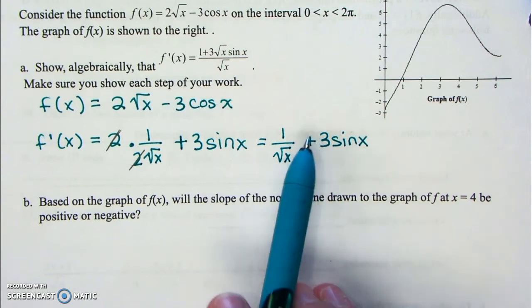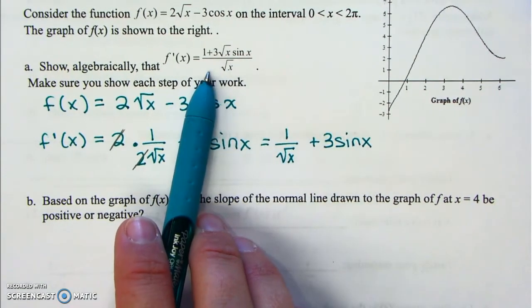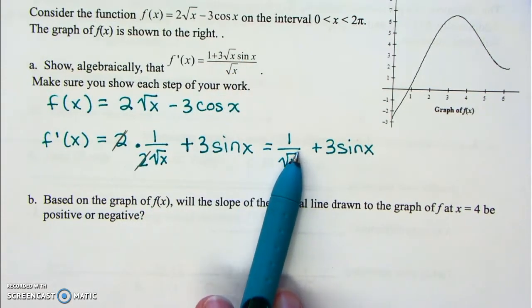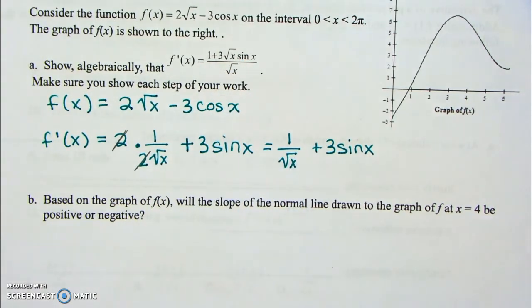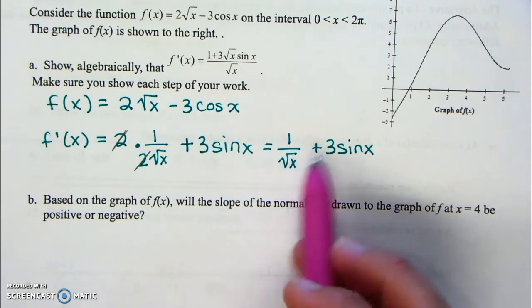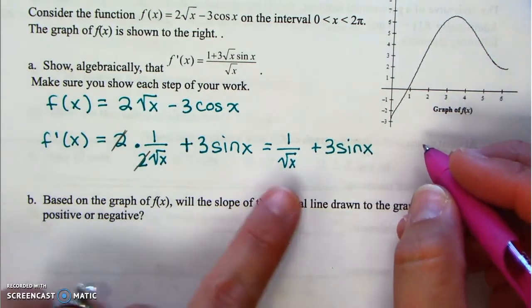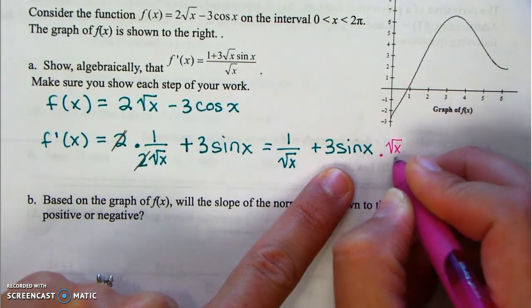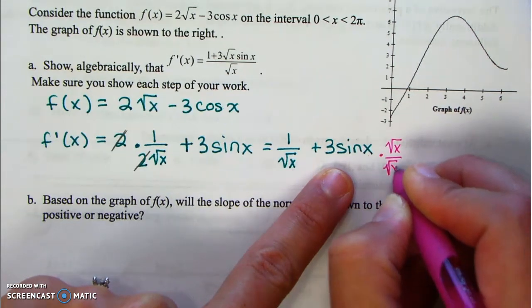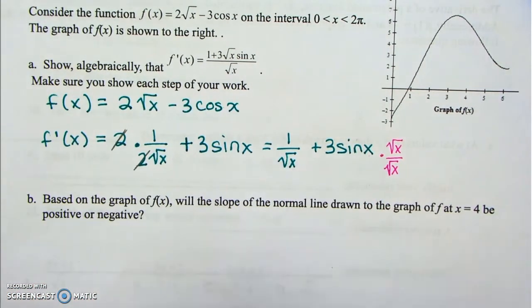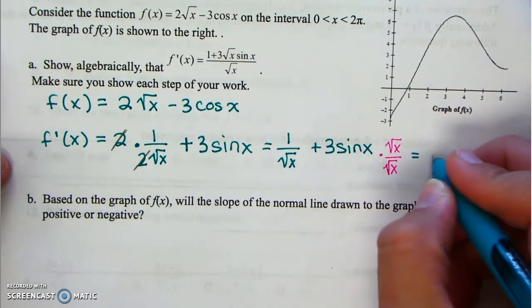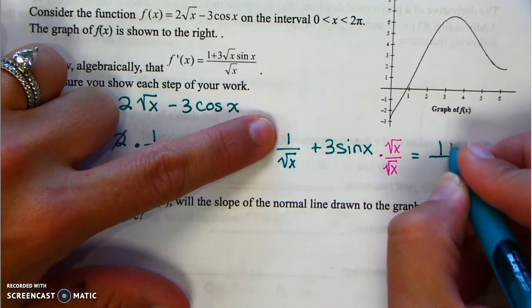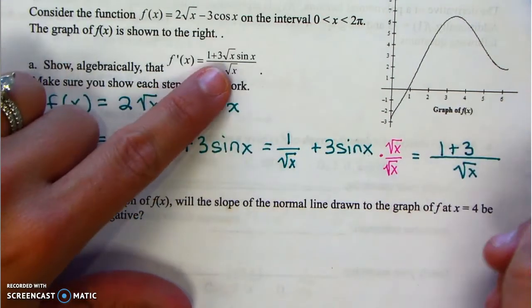Okay. Again, I have two terms, and the answer has one term. So it looks like there's a fraction, and I have a fraction here, and I remember that in order to add fractions, we need a common denominator. The denominator for this one is square root x, and this one does not have a denominator. So I'm going to multiply this one by square root x over square root x. And now that we have a common denominator, we have one fraction, and it's going to be the number 1 plus 3. Let's look up here.